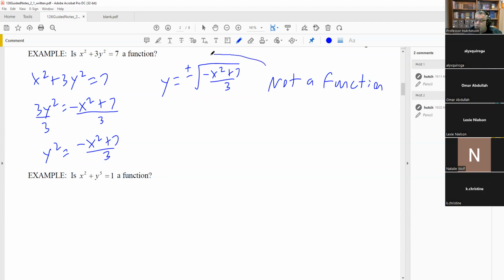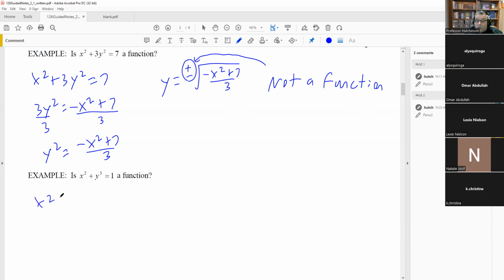Okay, so basically that part right there, the plus or minus, that's how you can tell it's not going to be a function, because the plus minus says we're getting two different y values for a single x value. We're going to do the same thing down below here. So we have x squared plus y to the 5th equals 1. So is that a function or not?